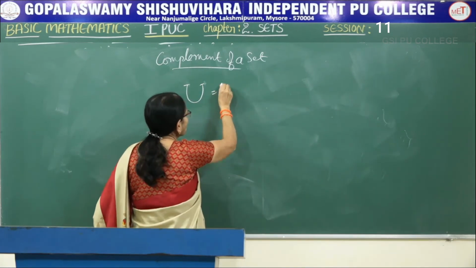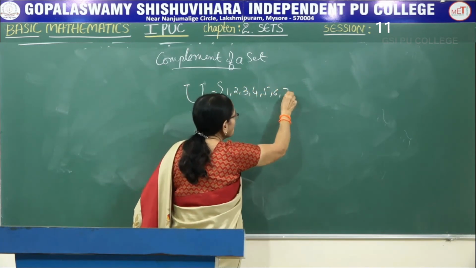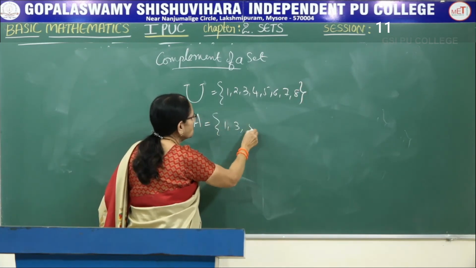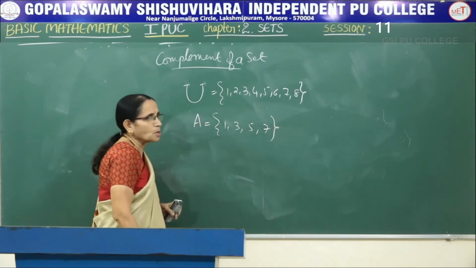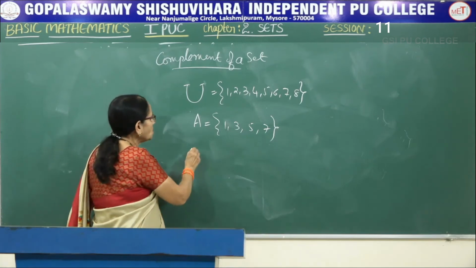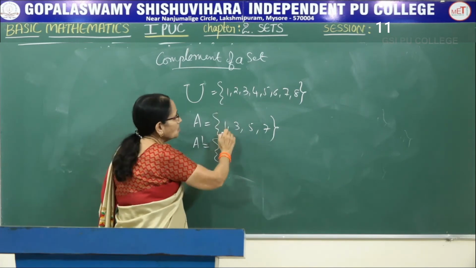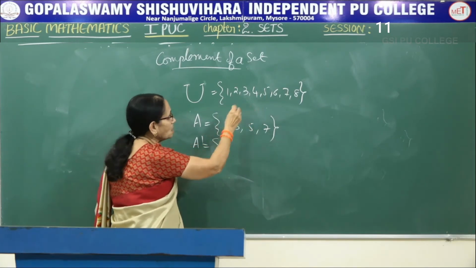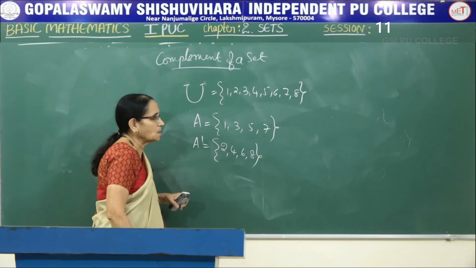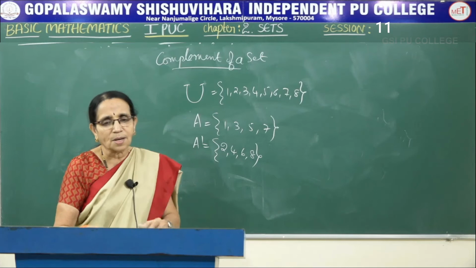Let U contain the elements 1, 2, 3, 4, 5, 6, 7, 8. Let A contain the elements 1, 3, 5, 7, some 4 elements. Clearly you can see that A is a subset of U. Now how do you write A dash here? Just omit all these elements. Apart from these, what are the other elements present? 2, 4, 6 and 8. So A dash becomes a set containing the elements 2, 4, 6 and 8.